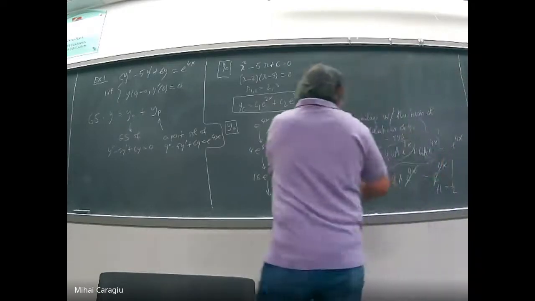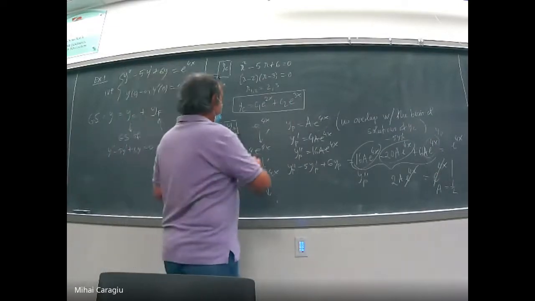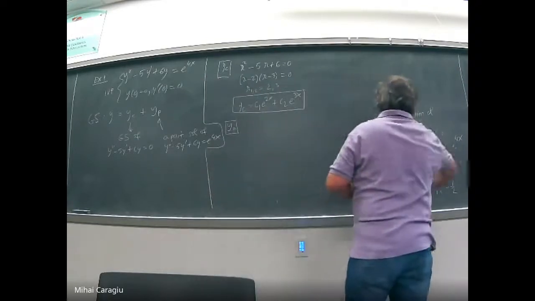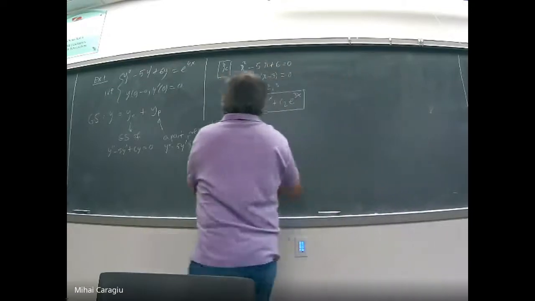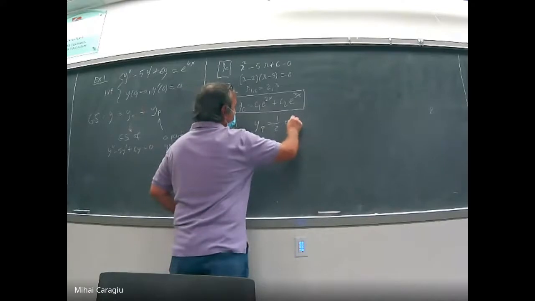So can I erase this stuff? Is there any more space? Okay, so y sub p, after all of this, turns out to be 1/2 e to the power 4x.